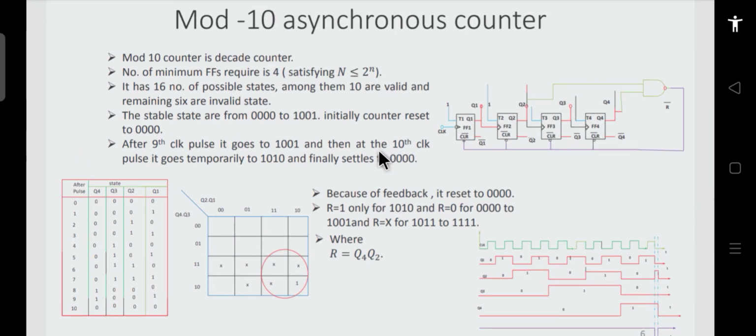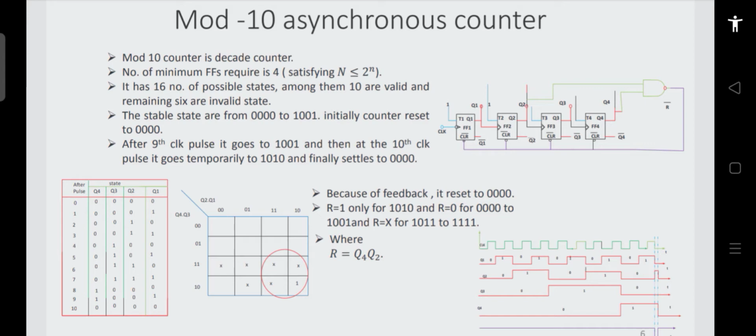As the name suggests, in the previous case the mod 6 counter was the counter which counts 6 counts, 0 to 5. So the mod 10 counter has 10 states. The other name for the mod 10 counter is also the decade counter. Decade means 10, so it has 10 counts. Starting from 0, the counter can count up to 9, so 0 to 9. So in all there are 10 counts.